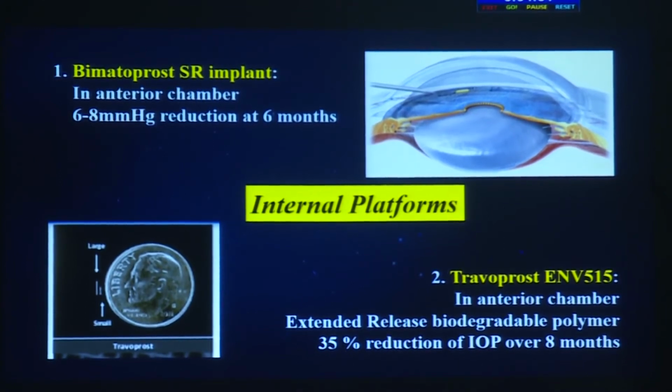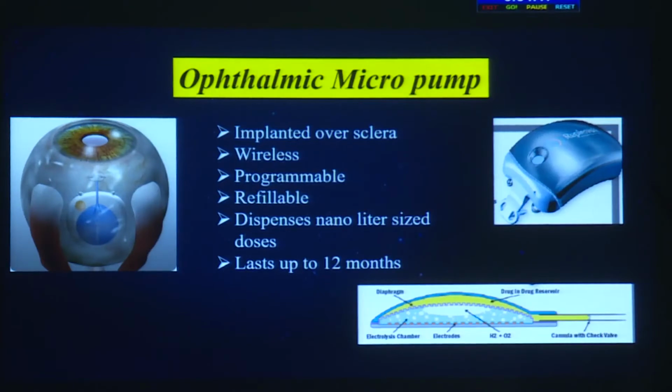Similarly, travoprost is also to be implanted as an extended release biodegradable polymer, which gives a 30% reduction of intraocular pressure over an 8 month period. So these are the drugs which are going to work for a longer period, so that we can avoid the compliance issue. The ophthalmic micropumps are implanted over the sclera.